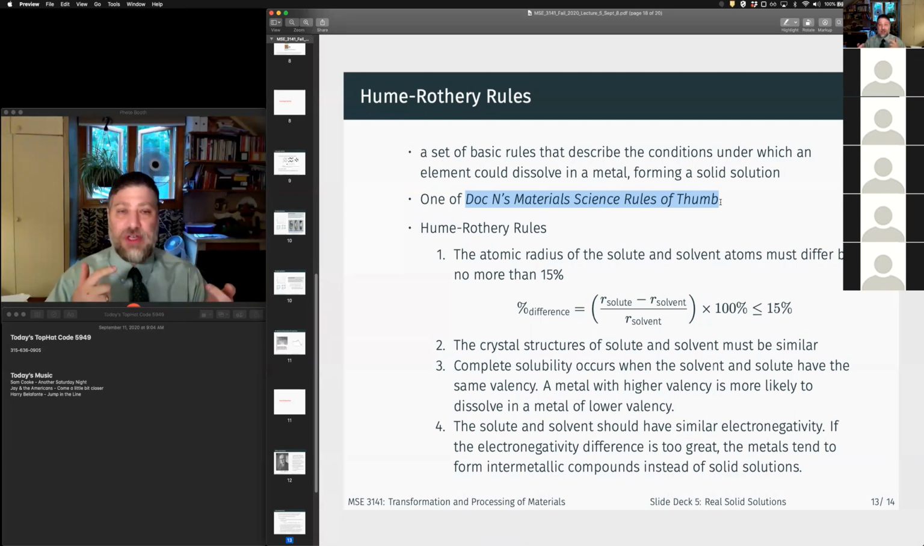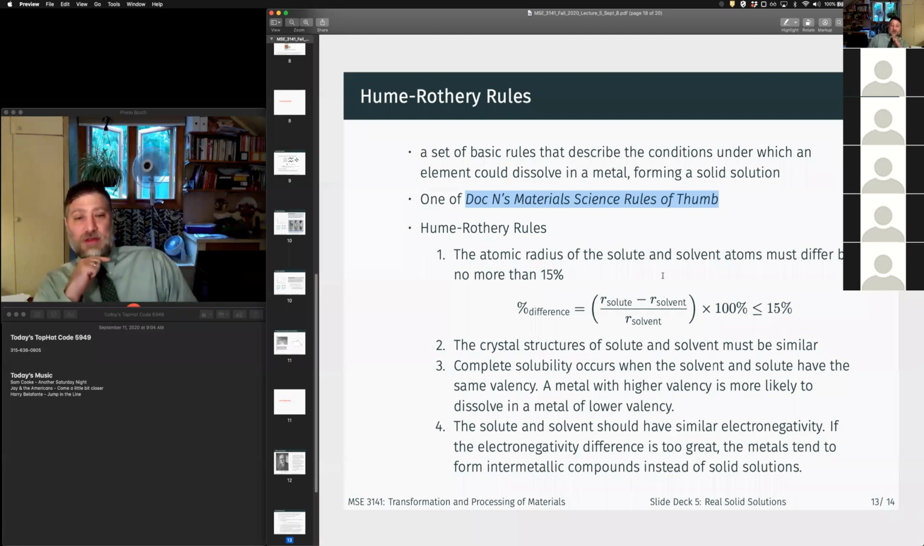Anything to do with diffusion, right? Square root of Dt. So these really basic ways of thinking about the world get me through 90% of materials science problems, at least to a first degree approximation. I'll be pointing these types of things out throughout the class, the really important but simple ideas. And these Hume-Rothery rules are one of those.